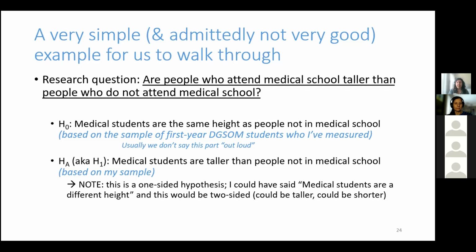I want to note that in this case, I've written a one-sided hypothesis that medical students are taller than people not in medical school. I could have written a two-sided hypothesis, which would be medical students are a different height than people not in medical school. Could be taller, could be shorter. And actually, as you're setting up your statistical analyses, it matters whether you're interested in a one-sided or a two-sided relationship. So here I'm setting us up for a one-sided comparison. Are medical students taller than people not in medical school?